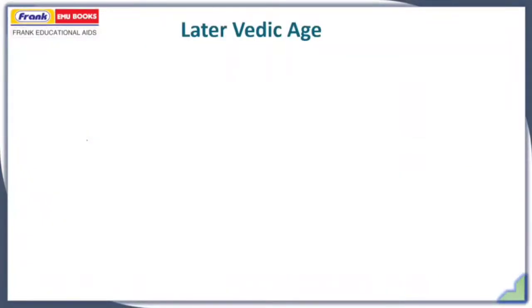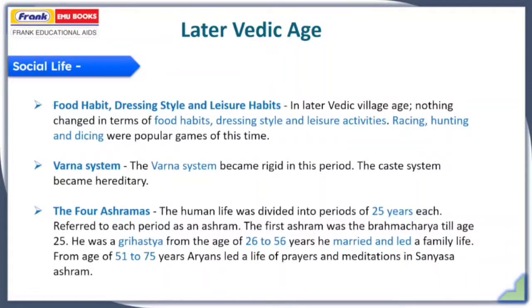So now we will look at the later Vedic age. How was the social life in the later Vedic age? So, the food habits, dressing style, and leisure habits. In the later Vedic age, nothing changed in terms of food habits, dressing styles, or leisure activities. Racing, hunting, and dicing were some popular games of this time.